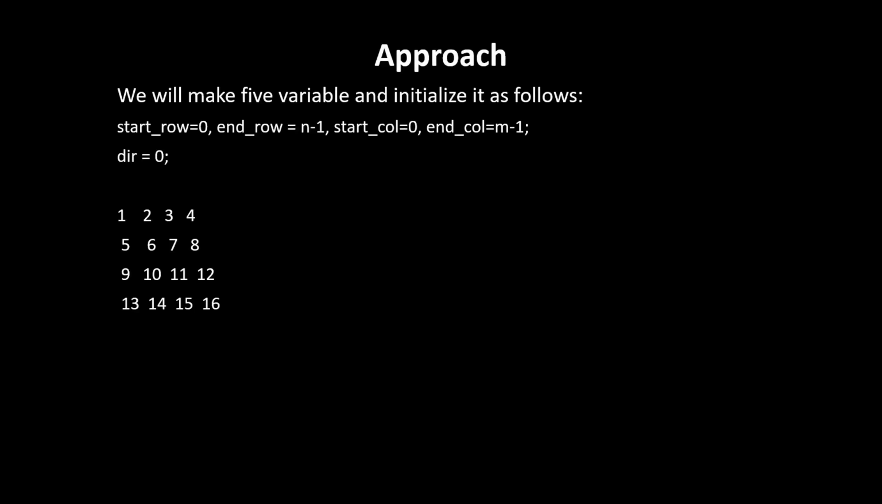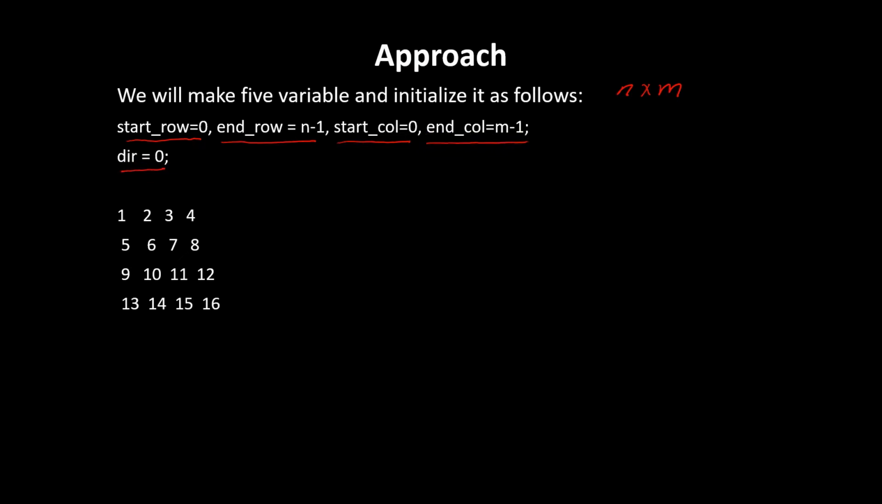So in this method we have to initialize 5 variables. The first is start row, initialize it with 0, end row, initialize it with n-1. So here we will consider an n cross m 2D array. So start col is equal to 0, end col equal to m-1, and direction equal to 0.